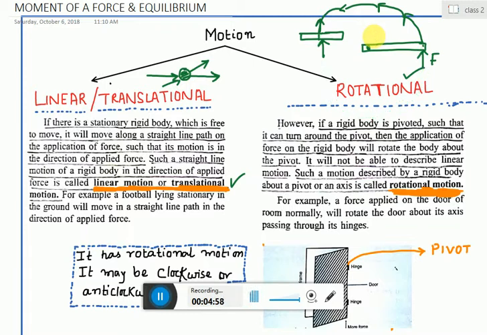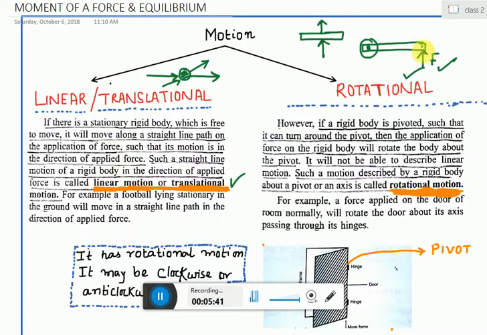I'll just clear this to make our understanding a little bit easier in our next part. At this moment you have understood what linear motion is and what rotational motion is. Now if I go into the definitions, then if a rigid body is pivoted such that it can turn around that pivot, as it has turned around this pivoted point, then the application of the force on this rigid body will rotate the body about the pivot. Just now we have shown it rotated the body about its pivot, which you have seen already.